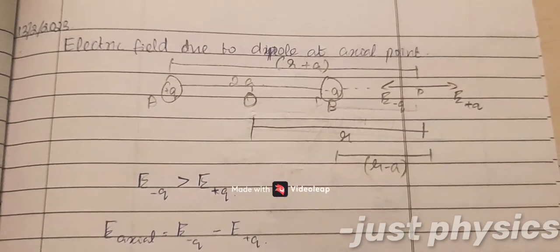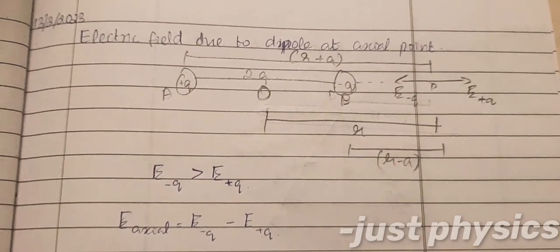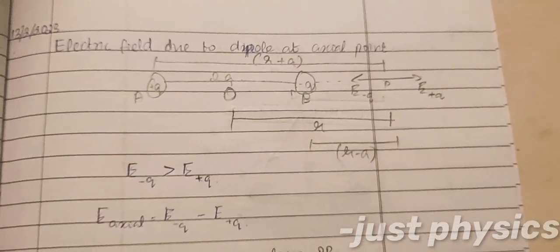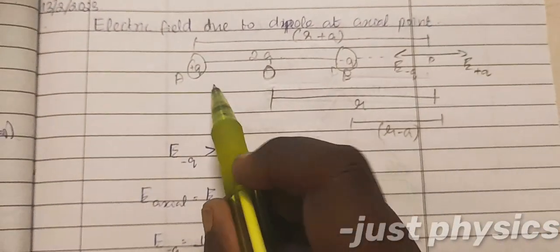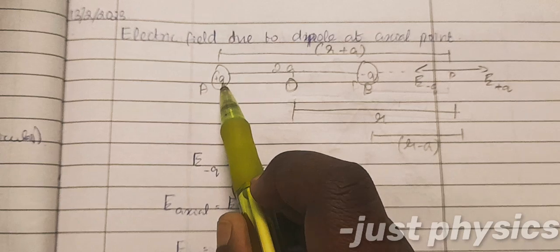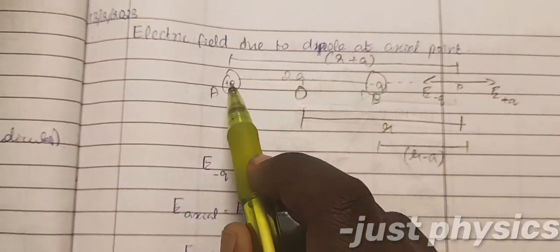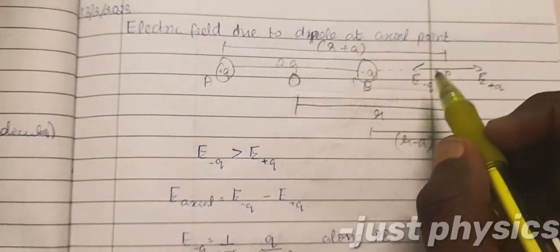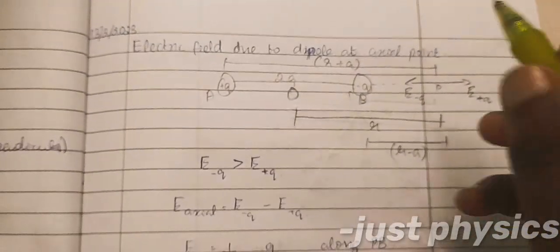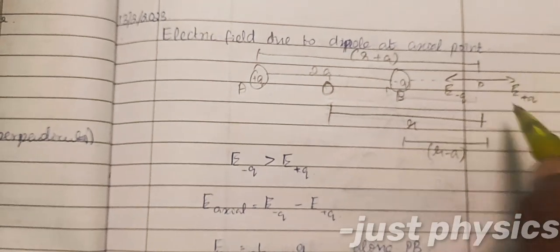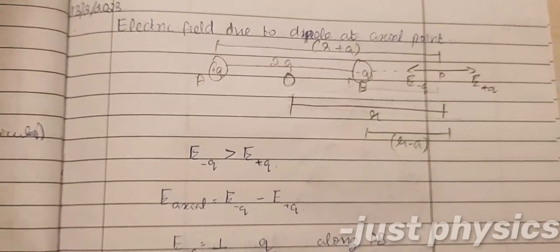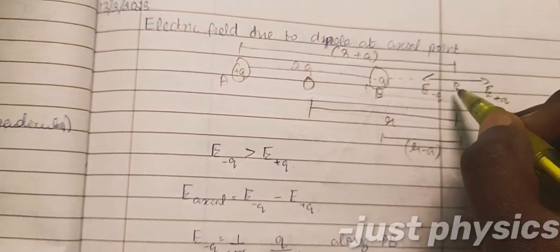Hi guys, so in this video we'll be seeing about the electric field due to a dipole at the axial point. So this is the dipole, as we can see over here. This is a positive charge and this is a negative charge, separated by a distance of 2a. We shall name the midpoint O, and the axial line extends to this side. We shall draw some dotted lines over there and mark P.